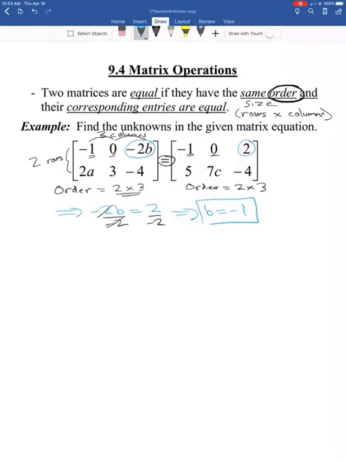So we just solved for one of our variables in this matrix equation. So we're solving a matrix equation. We found one of the variables. And we could check it. If we were to plug it back in, -2 times b, -2 times -1 would give you 2. Let's check. We can plug that back in.